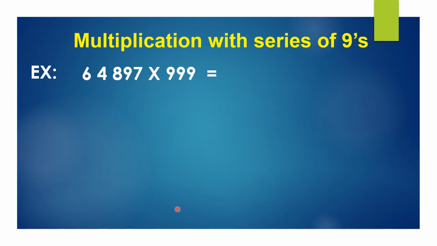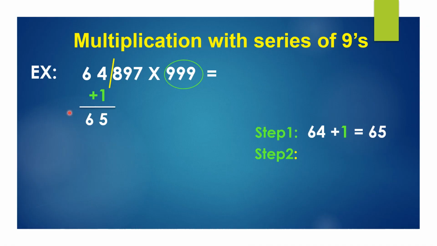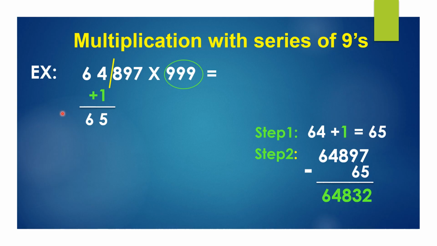Let's check with one example. 64897 into 999. So the first step is, how many nines are here? 3 nines. So after 3 digits, we'll keep one partition from right hand side, from ones place onwards. So it's been divided into two parts, 64 and 897. So our first step, to the first part, that is 64 plus 1, it is 65. Now coming to step 2, you write this full number 64897 as it is, and you subtract the previous answer, that is 65, from it. So the difference is 64832. This is the first part of our answer.